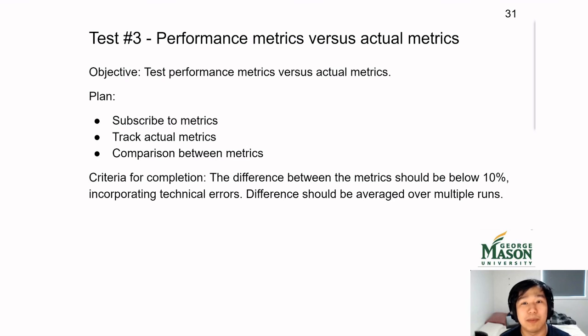For our third test, we plan to compare the performance metrics generated by the Epoc Plus to the actual metrics felt by the user. We will do this by subscribing to the metric data sent by the Epoc, noting down the user's metrics by asking them specific questions directly related to the metrics. Lastly, we will compare the metrics to each other. To move on from this test, the difference between the metrics must be no more than 10%, allowing for minimal technical errors.